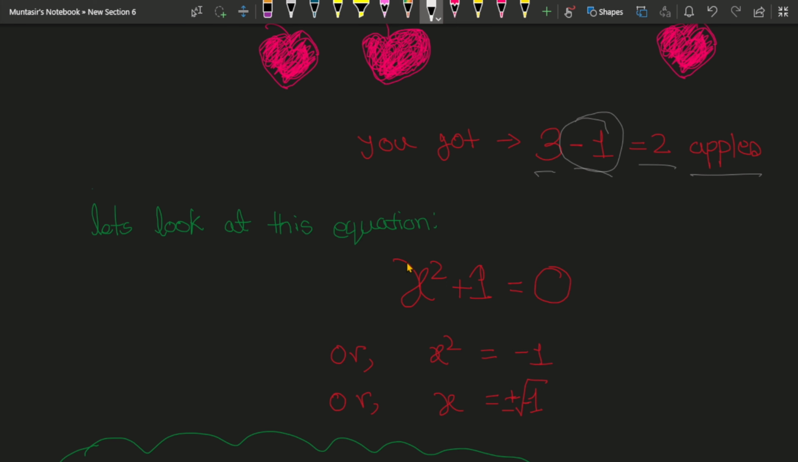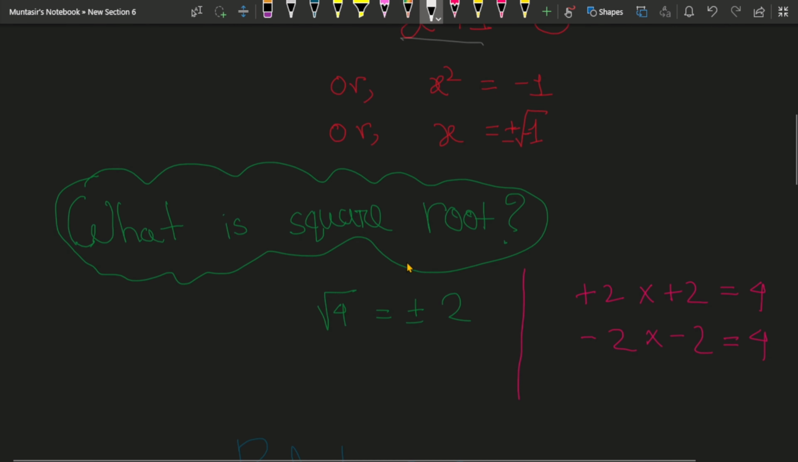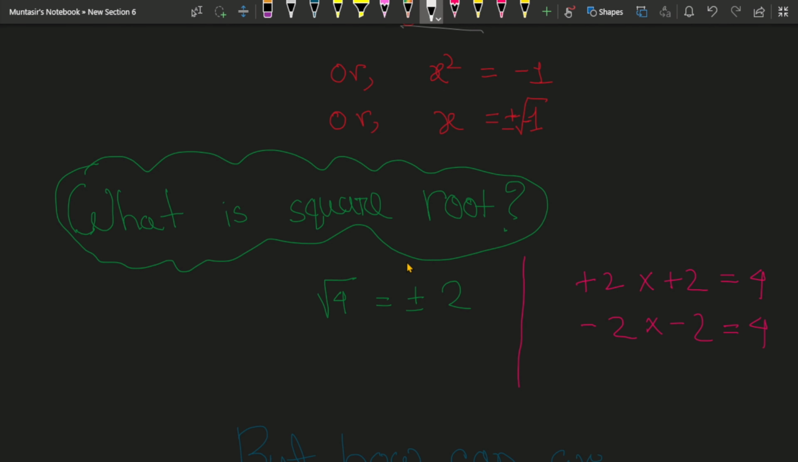But we are here to understand complex numbers. So let's move to that part of the lecture. To understand complex numbers, first we need to look at this equation. Here we have x squared plus 1 is equal to 0. Or we can write x squared is equal to -1. Or we can also write x is equal to plus minus root over -1.